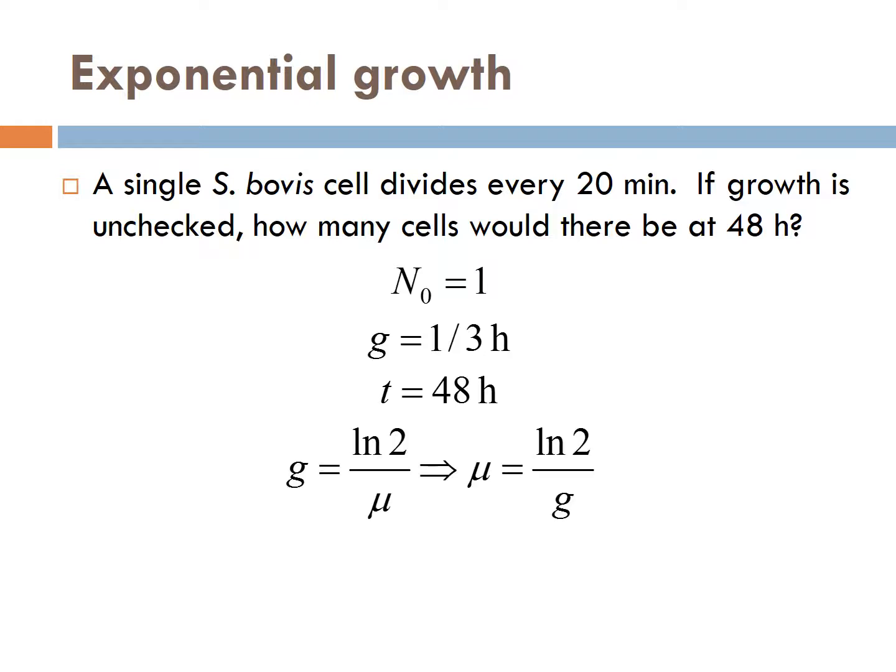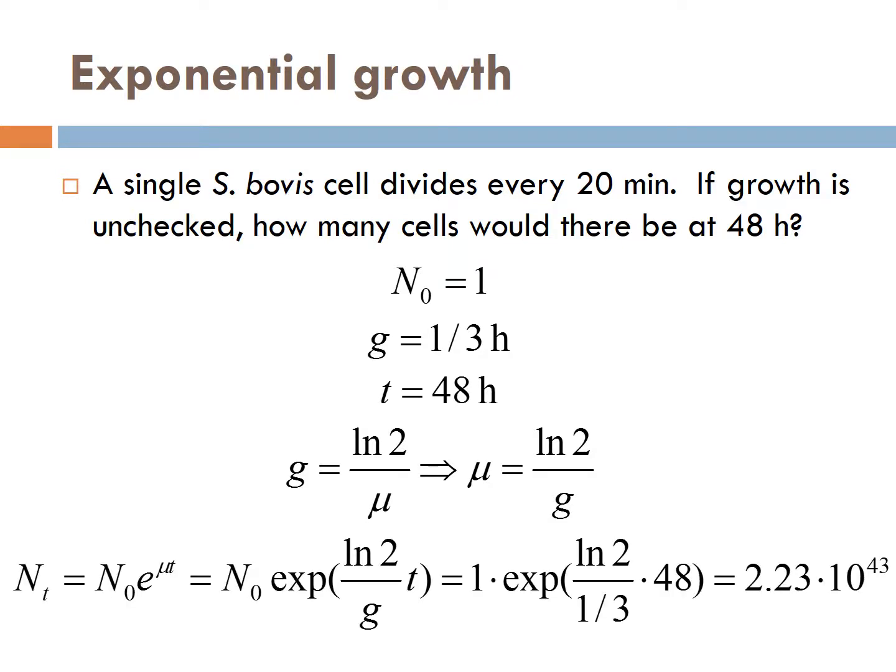Rearranging the equation for the generation time, we see that mu is equal to the natural logarithm of 2 divided by g. Substituting, we see that n sub t, the number of cells, is equal to 2.23 times 10 to the 43rd at the end of the 48 hours.